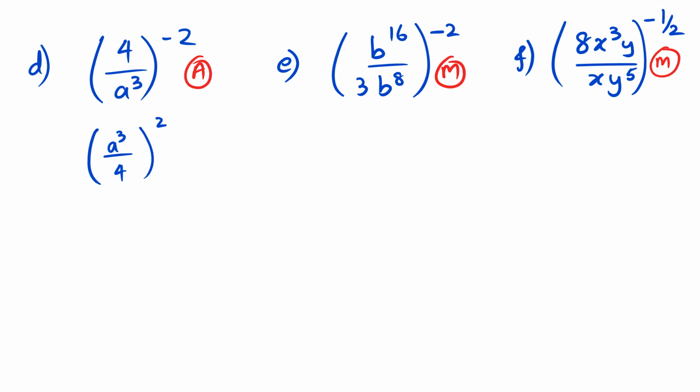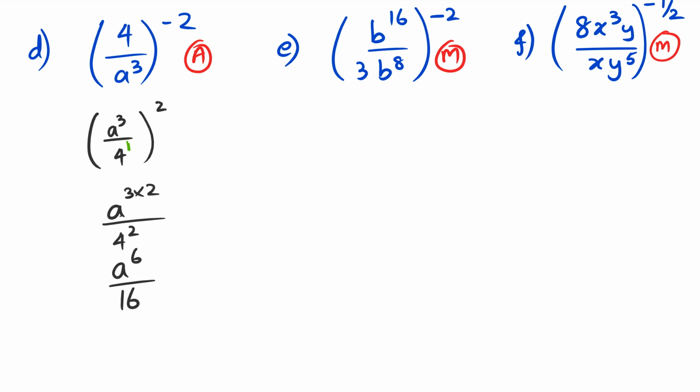Because then we go back to what we did in the previous questions. So this will become a to the power of 3 times 2 over 4 to the power of, now this is where people make a mistake. They actually put this as 4 times 2, but in reality 4 has a power of 1, which means we're going to get 1 times 2. So that's just going to be 4 squared. So this answer is going to be a to the power of 6 divided by 16. That's what I'm looking for, this particular answer.